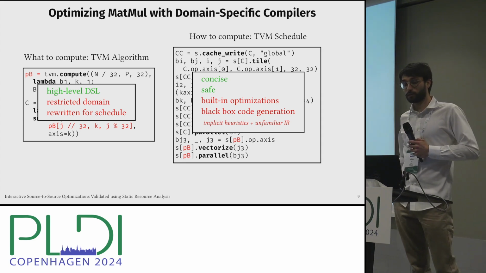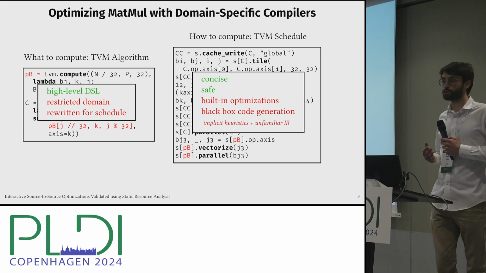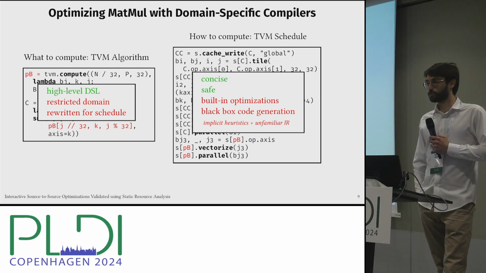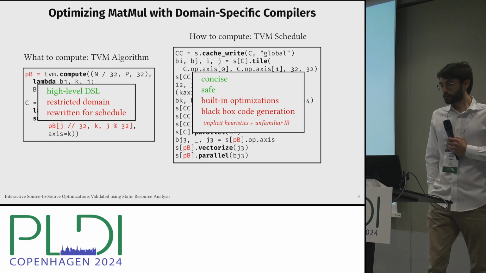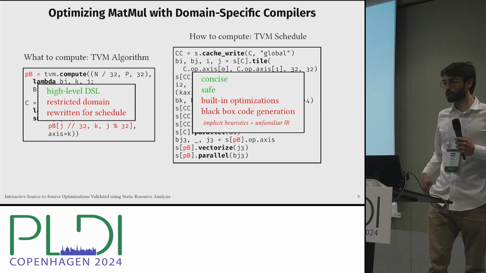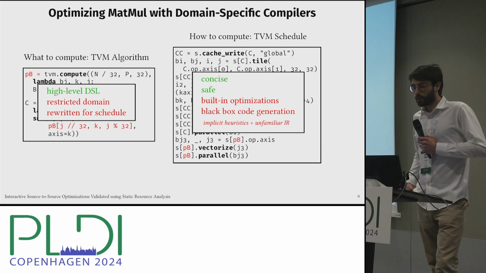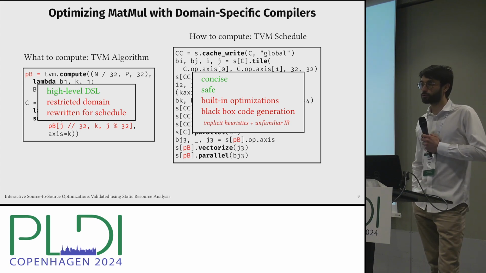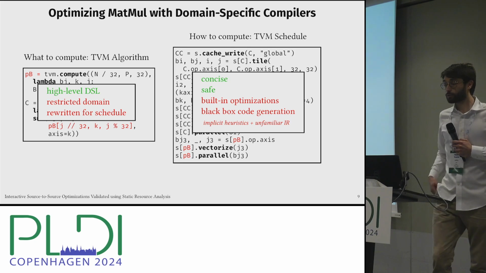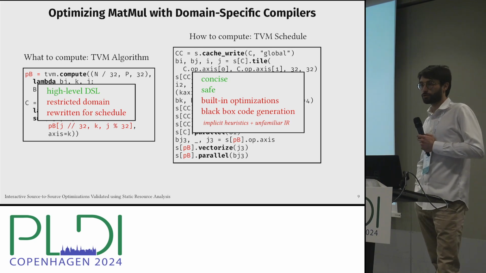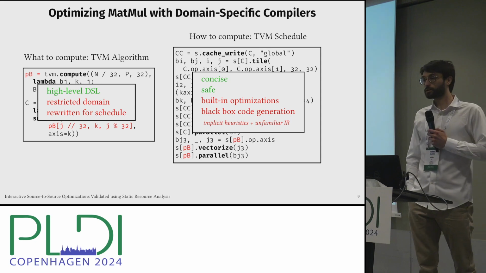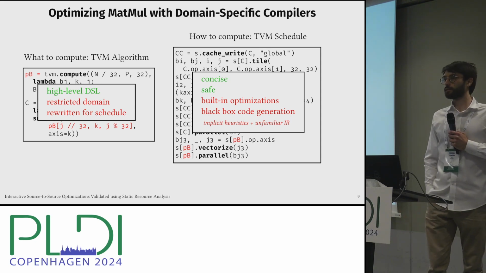And also, TVM combines the algorithm and the schedule to generate some code using some black box that is very hard to understand. So for a given algorithm and a given schedule, there are many ways to generate code. So TVM uses implicit heuristics, and if you don't like what these heuristics are doing, you don't have control over them. And if you want to understand what is going wrong in the code generation process, it's difficult because all you have are intermediate representations of the compiler that are not meant for the user.